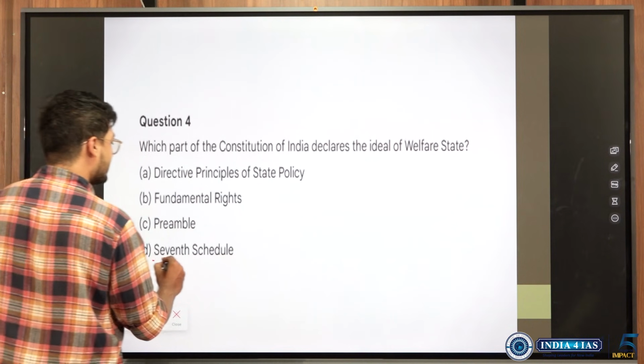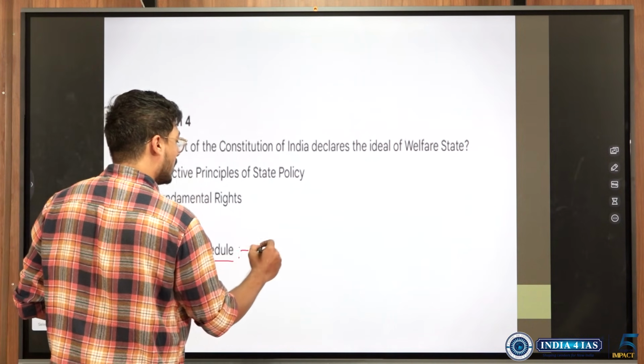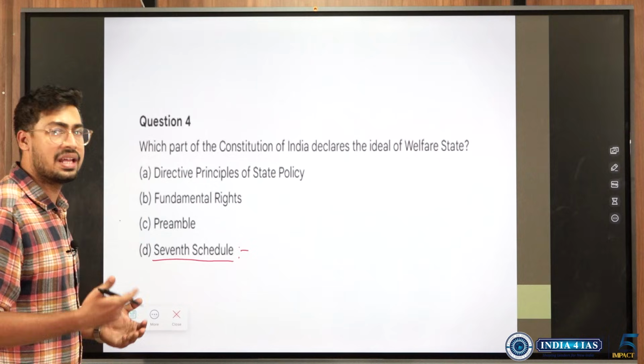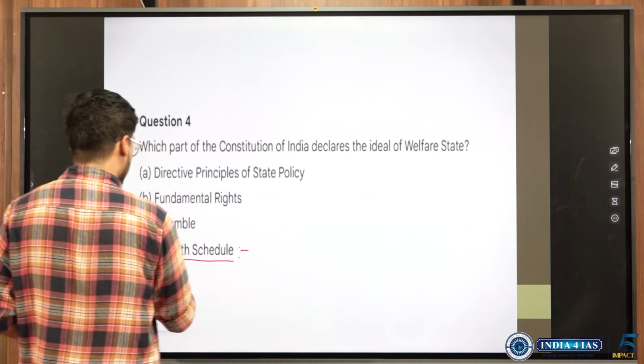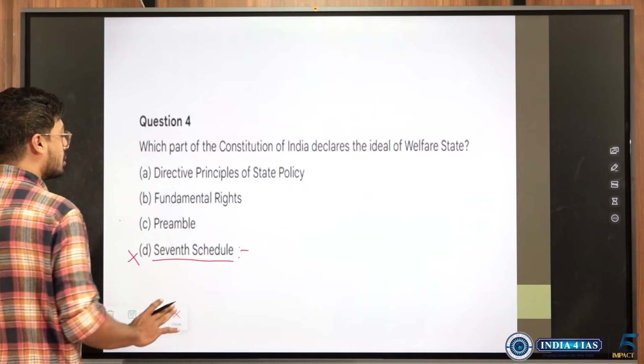See, the 7th schedule is the division of power between the center and the state. That is what makes India a federal structure. So it deals with the division of power, this is not the answer.